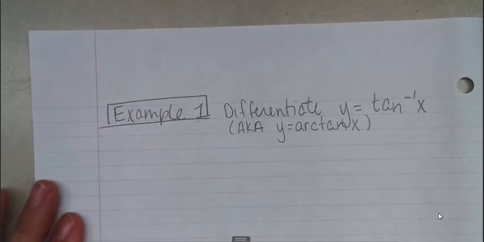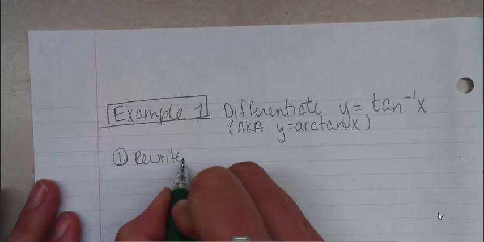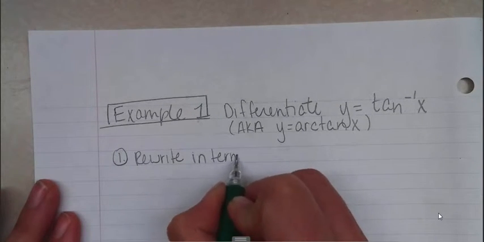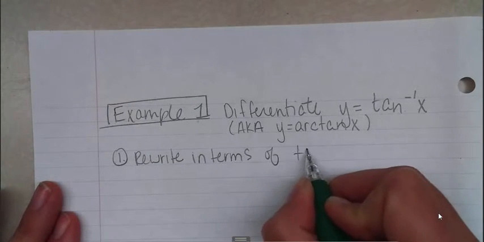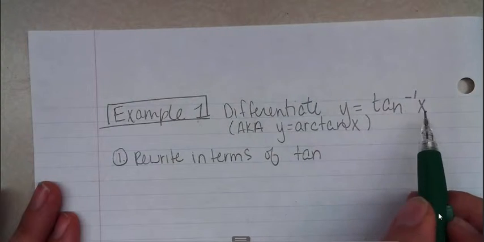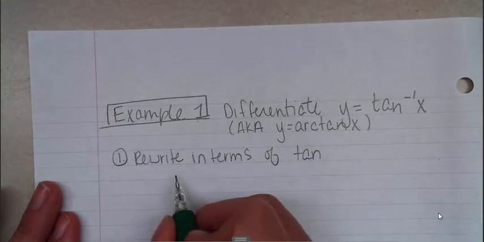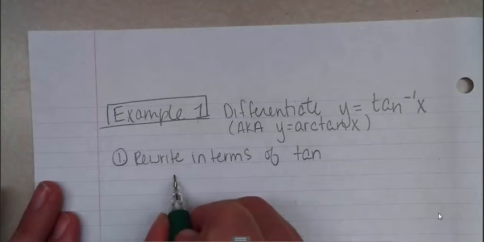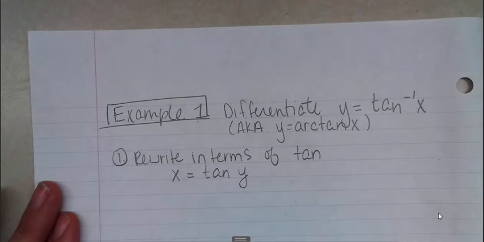Okay, so step 1 is to rewrite in terms of tan. Basically I'm going to take this and do the inverse. So I'm going to switch x and y. I'm going to have x equals tan y.